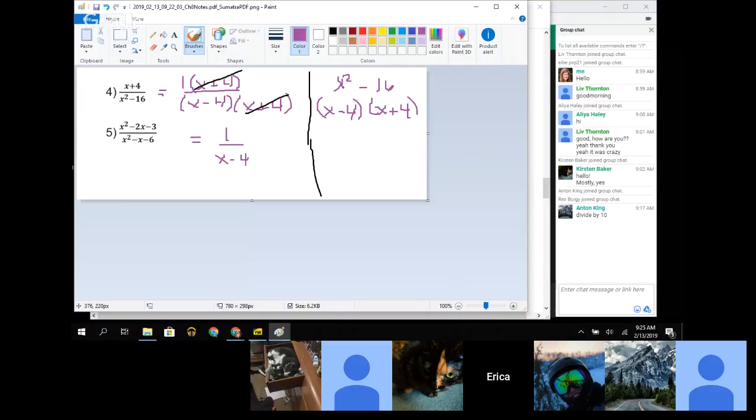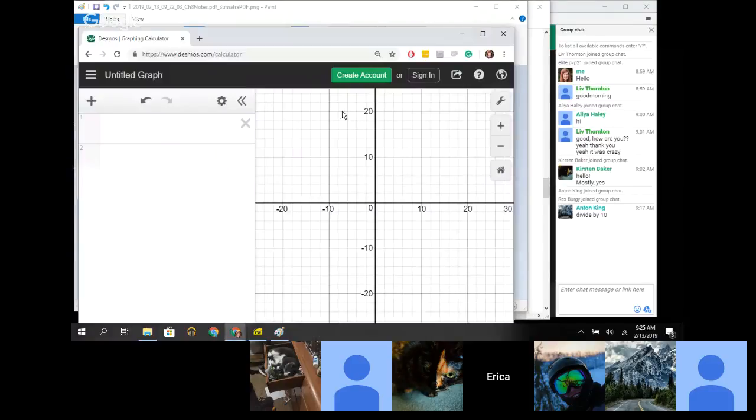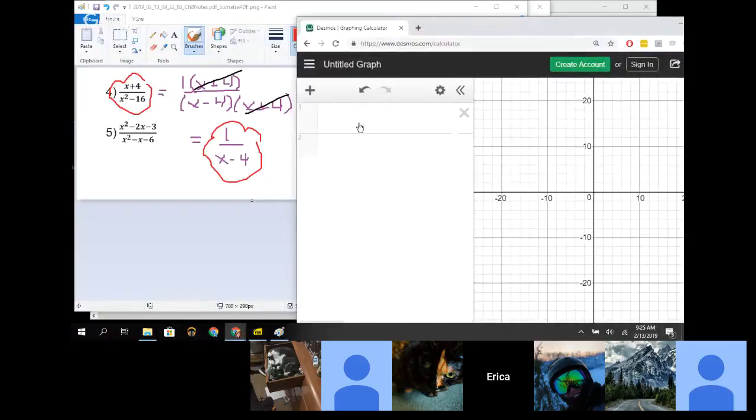Okay, so at the very basic, when I graph this and I graph this, they should look the same if I did my simplification right, if I simplify my expression the same. So let's do that first, okay? Let's just make sure that we did our simplification right.